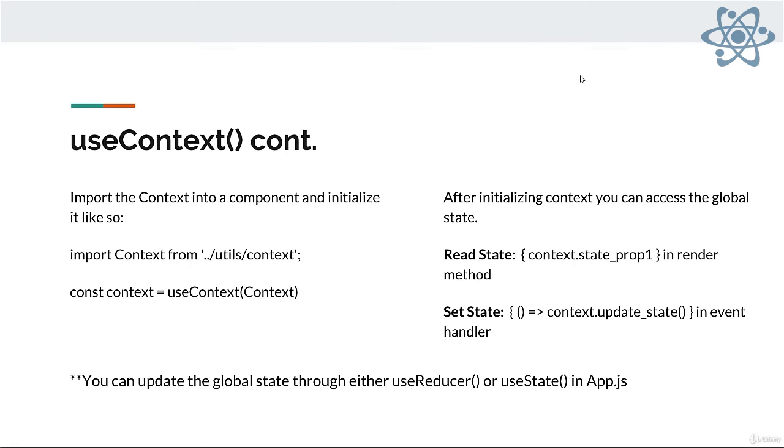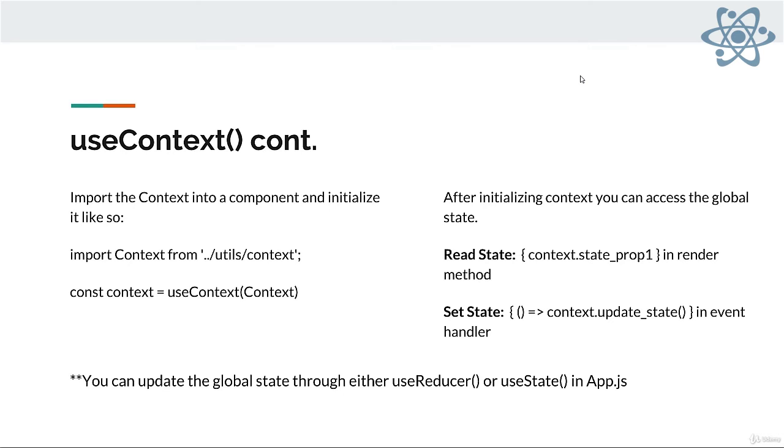So far, we've been going over how to set up the context, but now we can see how to use the useContext React hook. So the first thing we have to do is import the entire context into the child component that we want to use it in. After importing it, we can initialize it like you see below. So simply pass in the entire context object to the useContext React hook and save the value in a context variable. And then that's all you need to do to access the global state.